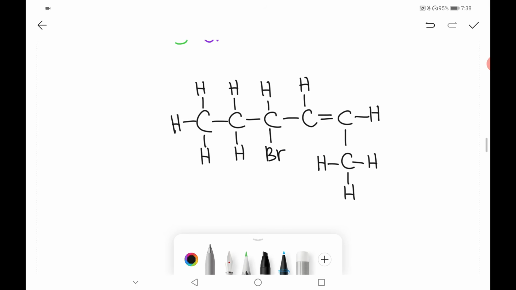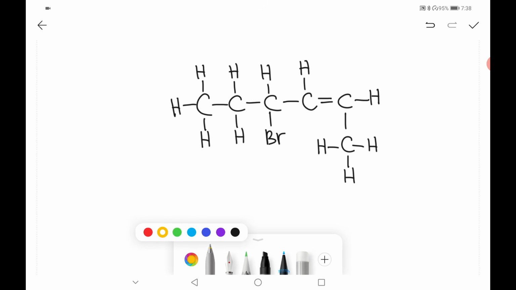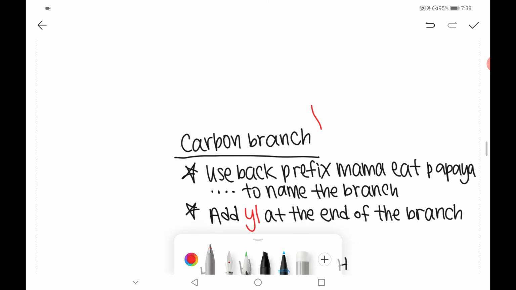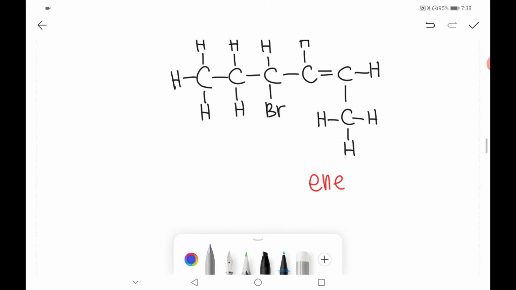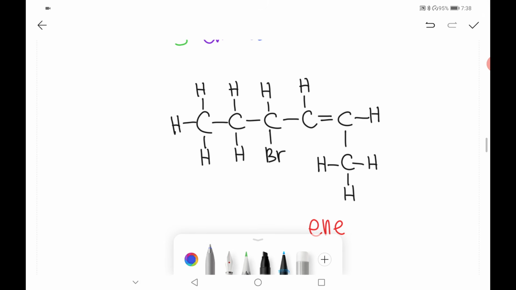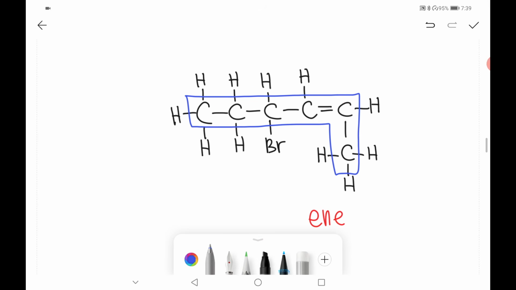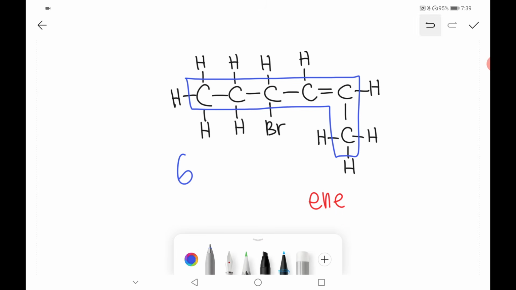For the next question, same thing. We have a carbon-carbon double bond, so it is an alkene. Then we need to find the longest continuous carbon backbone, which is here. This has 6 carbon, and 6 carbon is called hexene.